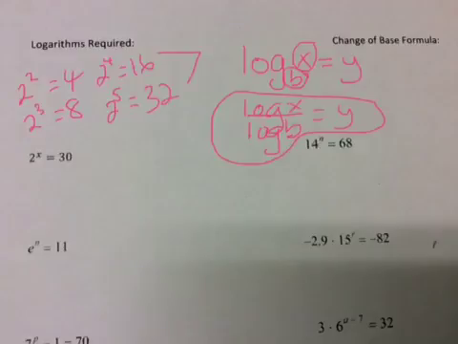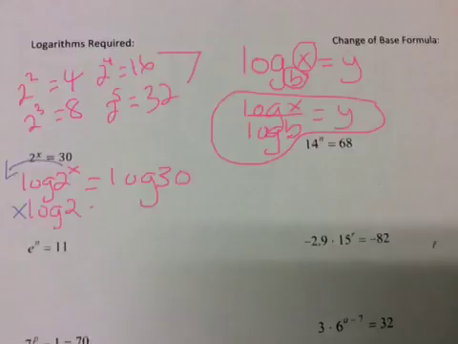What we're going to do is use logs. So I'm going to do what I just did in that other example, where I take the log of both sides. So log of 2 to the power of x equals log 30. And then I'm going to do that neat trick where I take this exponent and put it out in front. So now it's x times the log of 2 equals the log of 30. Now to get x alone, I divide both sides by log 2.